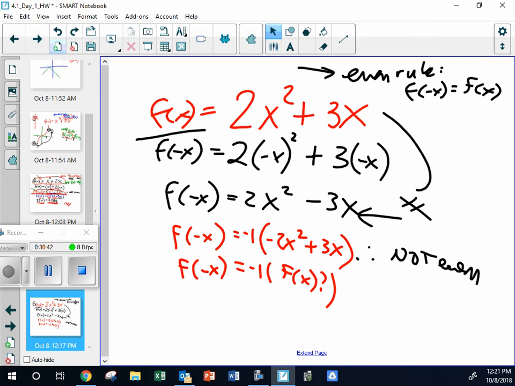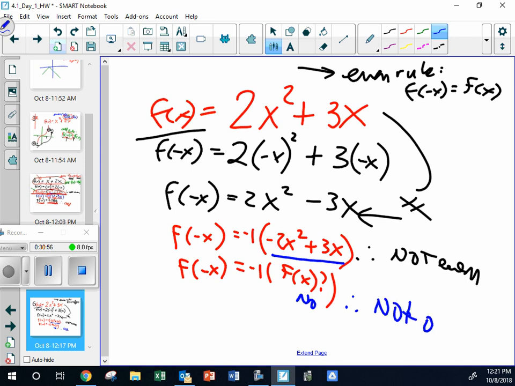Was that f of x? Was that exactly this part right here? Was that f of x? No, it was not. No. And therefore, not odd.